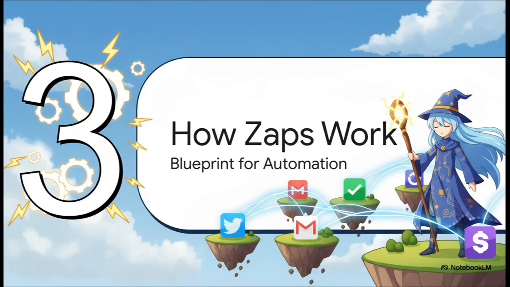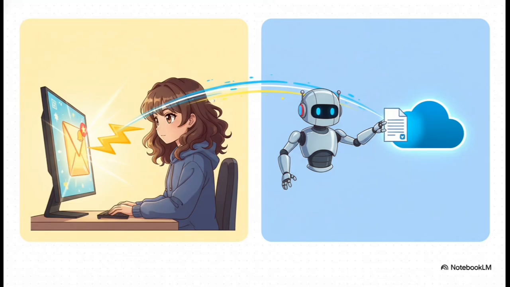Well, it's all built on this incredibly simple idea that Zapier calls a Zap. And a Zap is really just their word for an automated workflow. Okay, so every single Zap is made of two basic parts. On one side, you've got the trigger. This is the event that kicks everything off. Just think of it as the "when this happens" part.